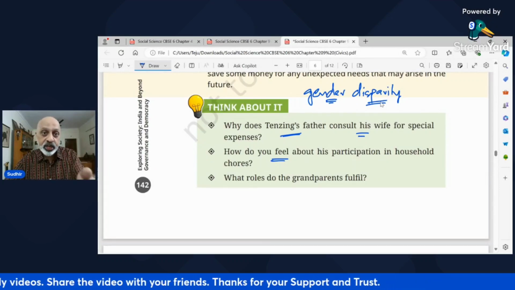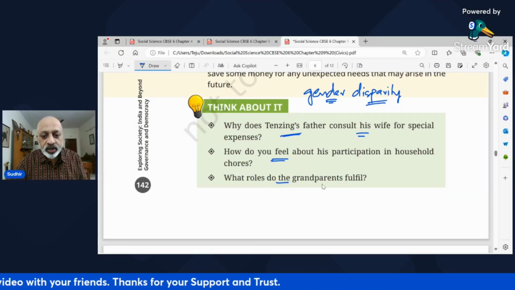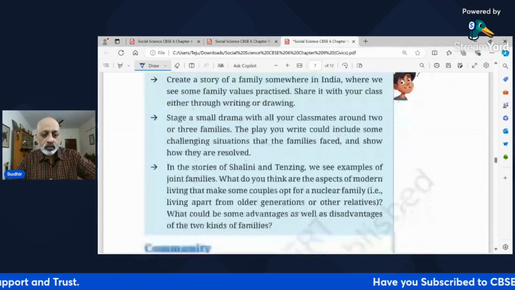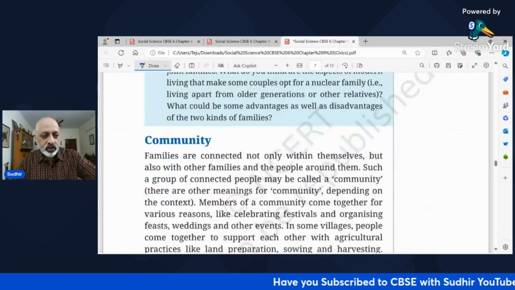of their gender, right? What roles do the grandparents fulfill? It is there in the story. You should be able to take it out. Now, this is again some activity for your classroom.